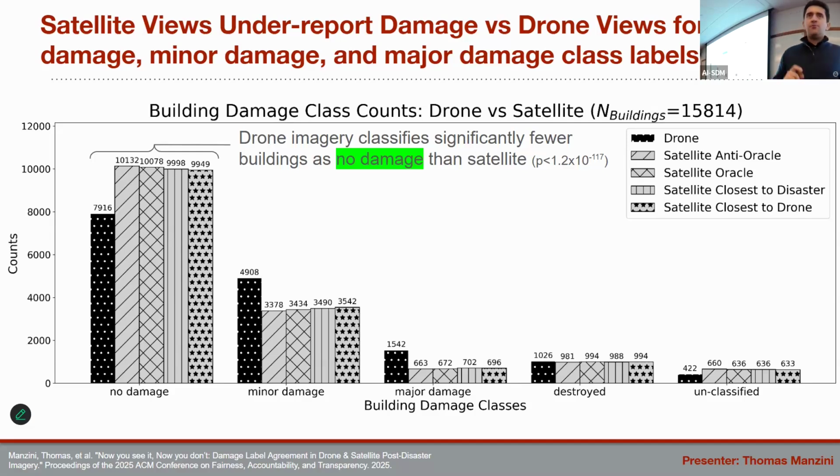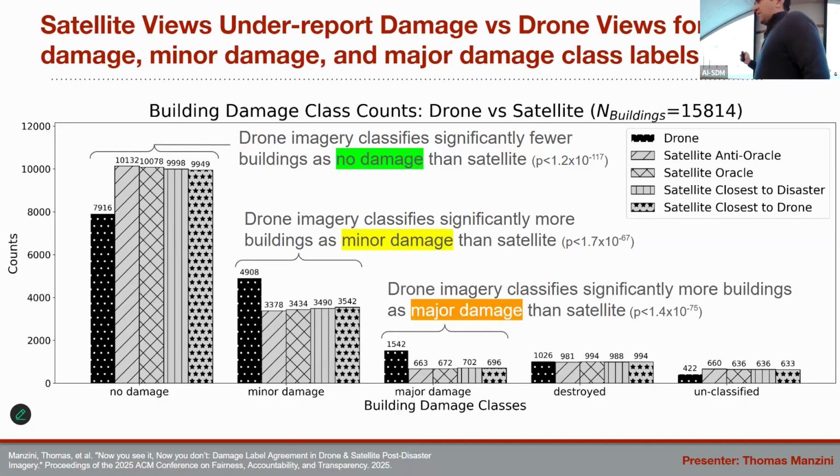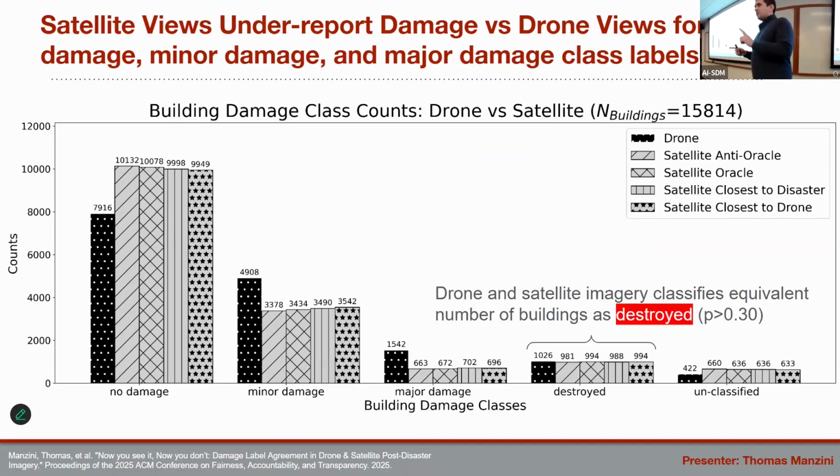no damage. So what this means is that if you send a drone to the same spot as you sent a satellite and compare the two, you're going to get different answers, with a very, very tiny p-value. You're going to be catching a lot more of that minor damage with drone imagery, and more of that major damage, but it looks like the two sources are about the same when it comes to detecting destroyed buildings.